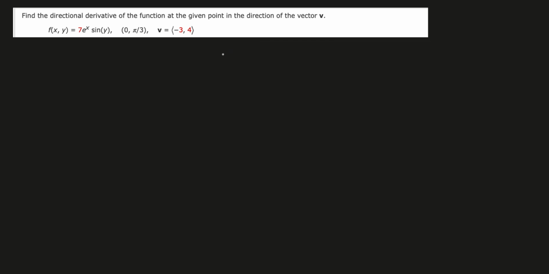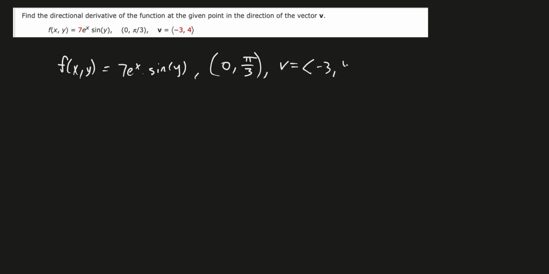Okay, so let's find the directional derivative of our function at the given point in the direction of the vector v. Our multivariable function f of x, y is 7e to the x times sine of y. The point is (0, pi over 3), and the vector is (-3, 4).